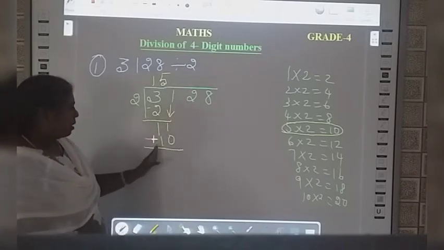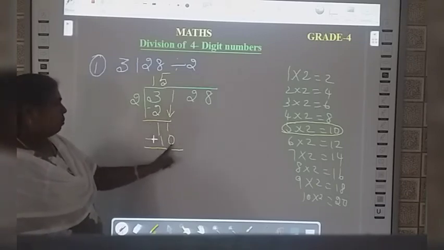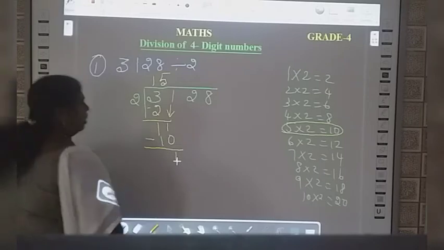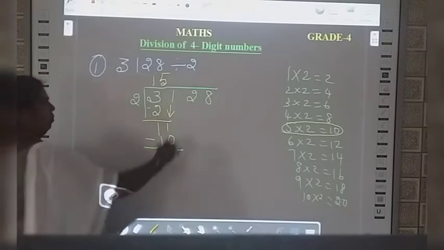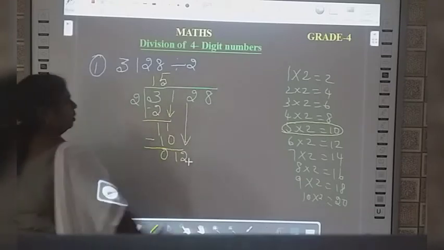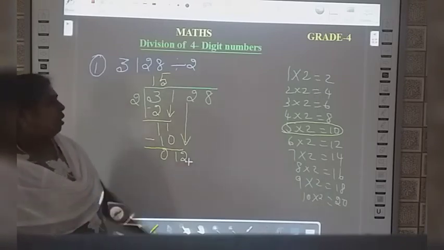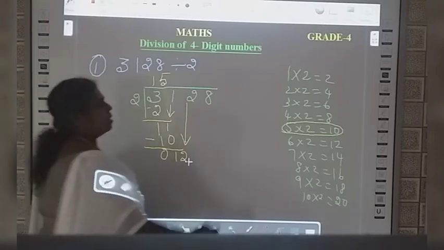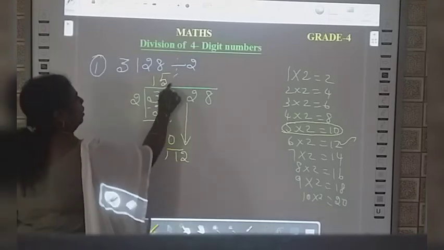First we subtract in the ones place, not this side. 1 minus 0 is 1 only. Then 1 minus 1 is 0, right? Next step, we write the next number, that is 2. So it will be 12. 12, how many times in the 2 table? 6 times. See here, 6 times 2 is 12, right? So you can write the value 6 here.